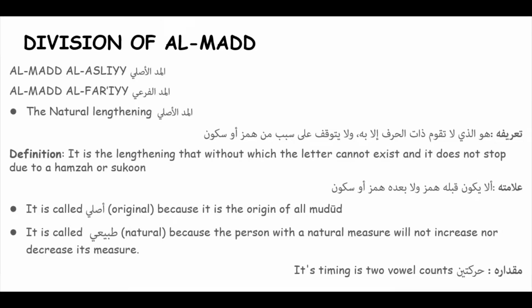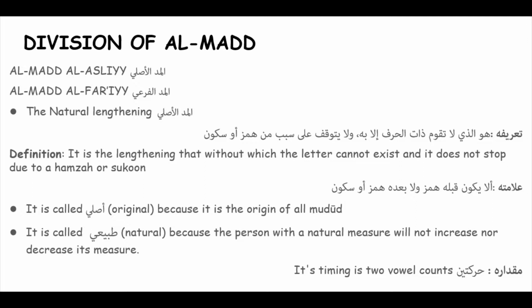But it can be sukun... it cannot be sukun actually. It is only the madd letter that can be sukun, because two sukuns cannot meet together in the Arabic language. وَلَا بَعْدَهُ hamzun أو sukun. And after the madd letter, what comes after it should also not be hamza or sukun. If this is fulfilled, then we should know that this is al-madd al-asli.